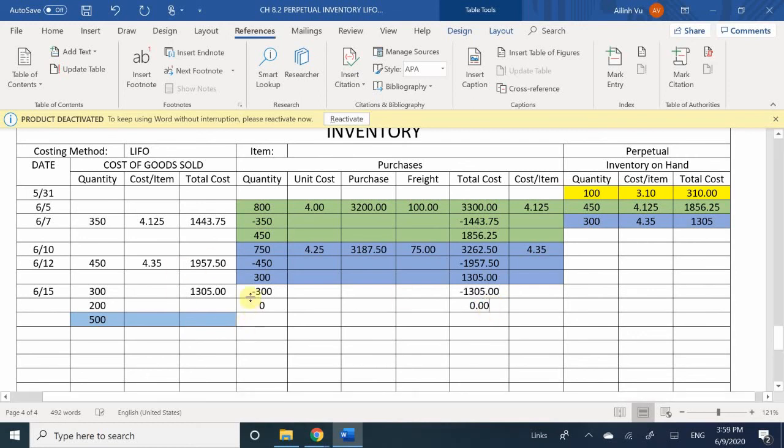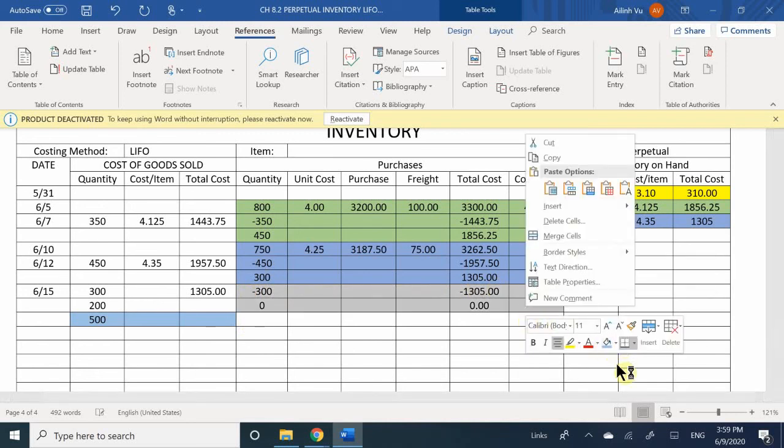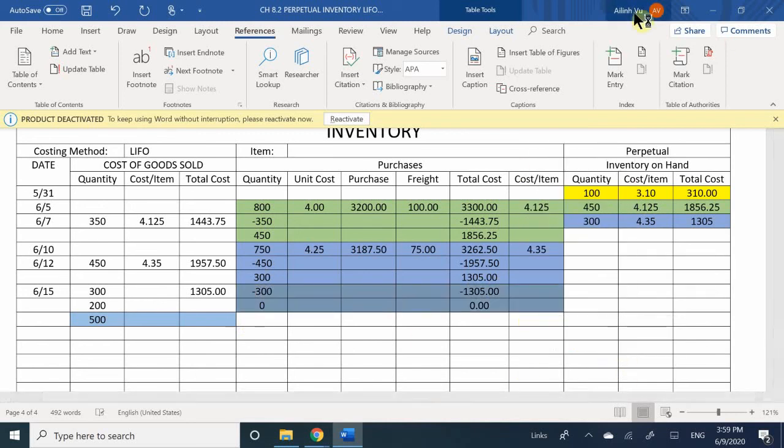All right, and I'm going to highlight this. Now, we know for sure that we got rid of this entire blue line here. So that means we come here and update this. We have 0 items left, and it's going to cost us $0.